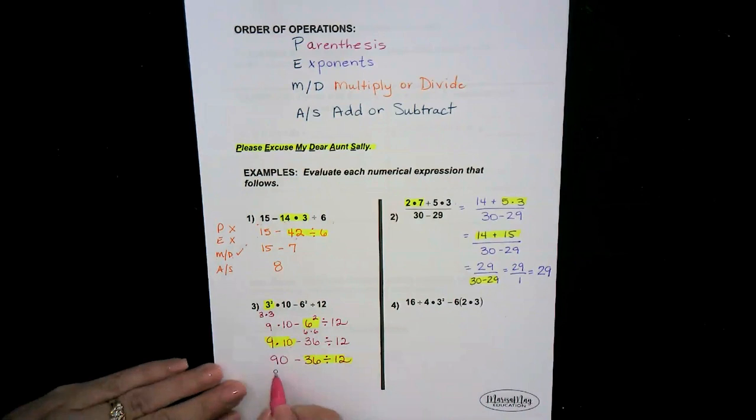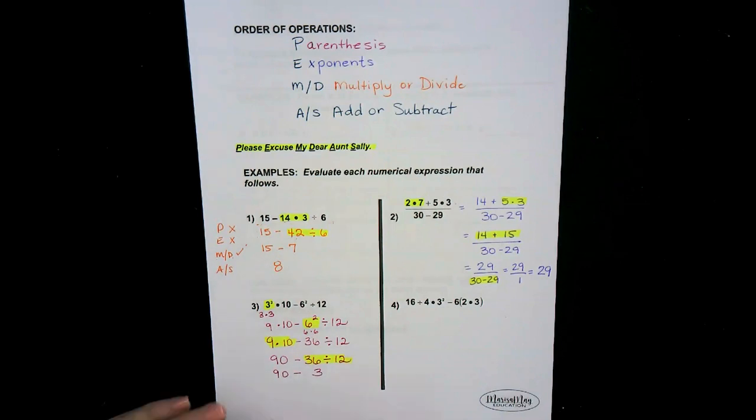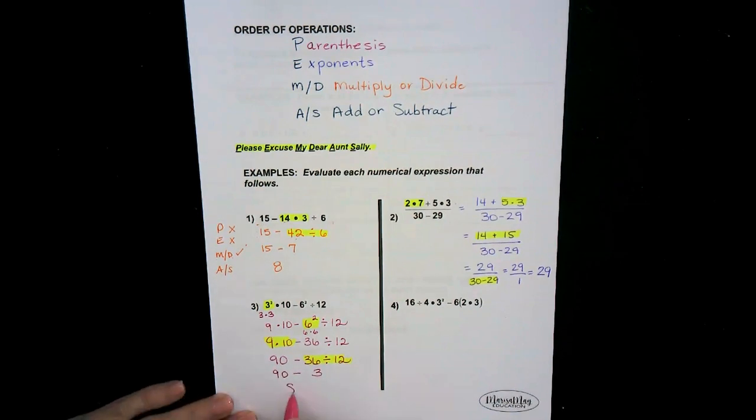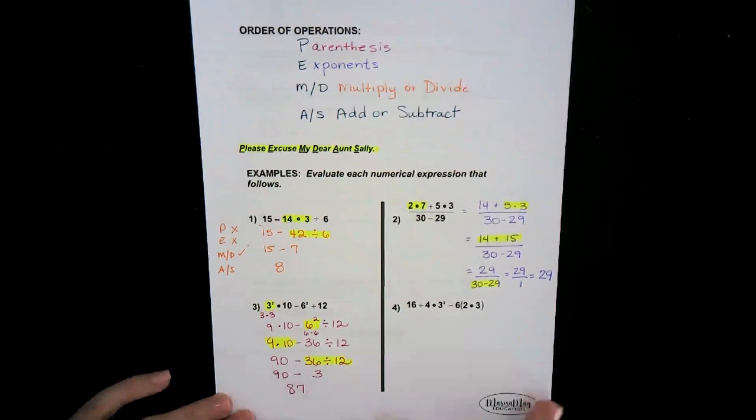So 36 divided by 12, leaving the rest of the problem the same. 36 divided by 12 is 3. And now I'm ready to do my add or subtract. Of course, it's a subtract there, and that gives me 87.